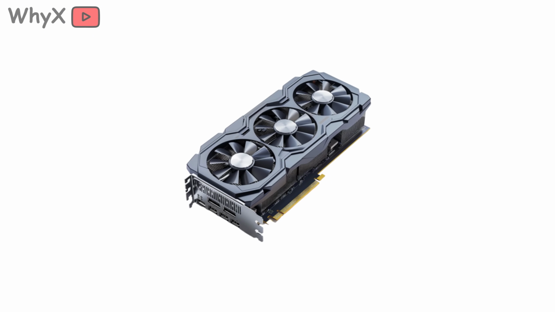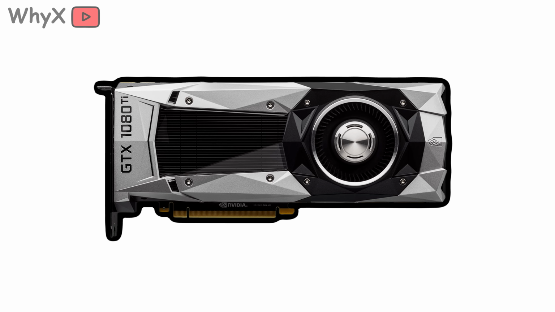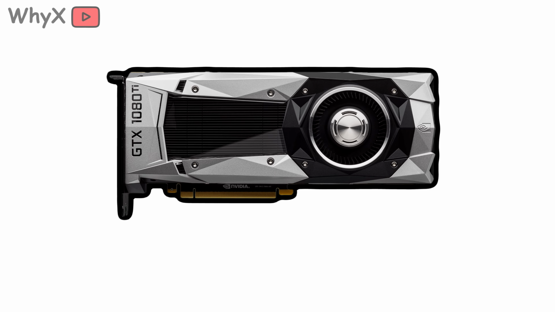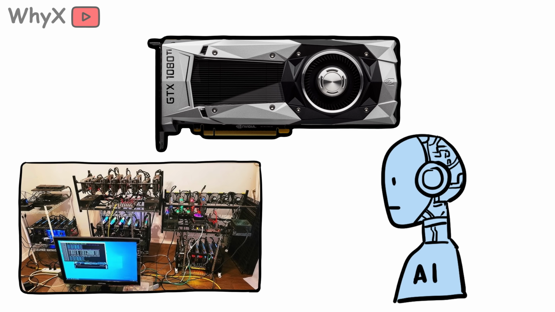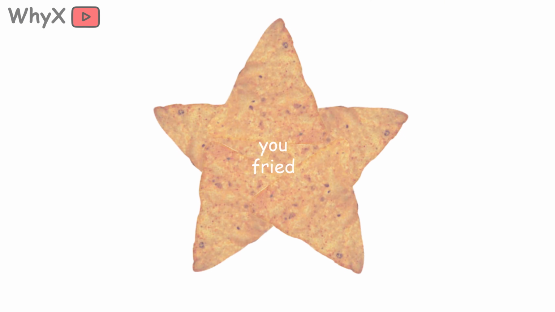Originally designed to render video game graphics, millions of pixels being calculated simultaneously, GPUs turned out to be a secret weapon for everything from cryptocurrency mining to artificial intelligence. Training a neural network to recognize cats in YouTube videos, a CPU would take months, a GPU, maybe a couple of days. And now, there's a new star.